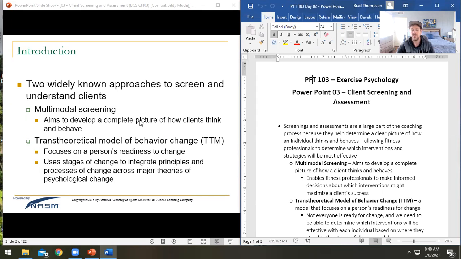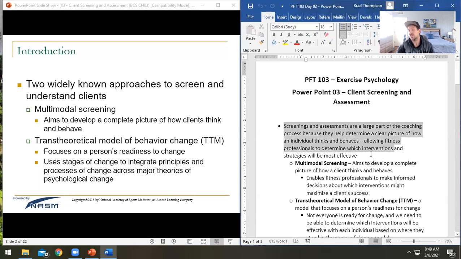The two widely used approaches we're going to focus on are what we call multimodal screening. Multimodal screening is how we gain a very clear picture of how our clients think and how they behave. Then we use that to understand where they are in the stages of change model. Remember the transtheoretical model of change we talked about: whether someone's in pre-contemplation or contemplation, or in the preparation, action, or maintenance phase of changing.